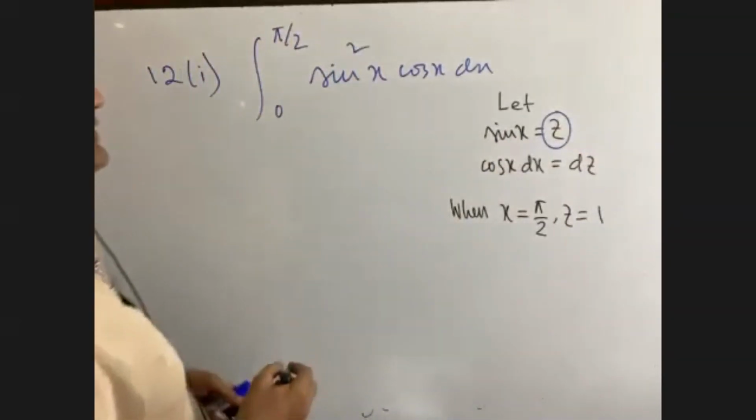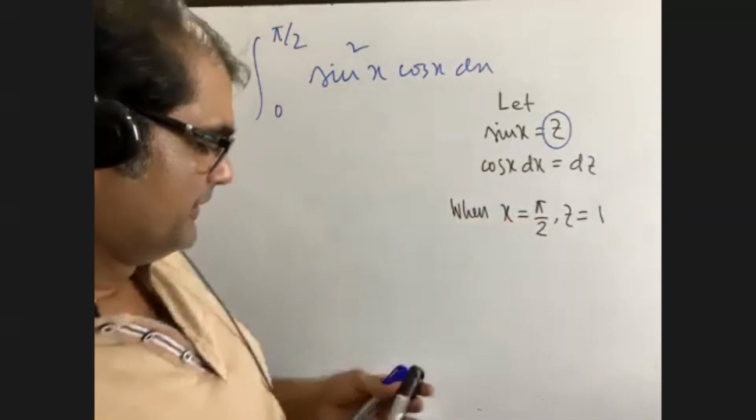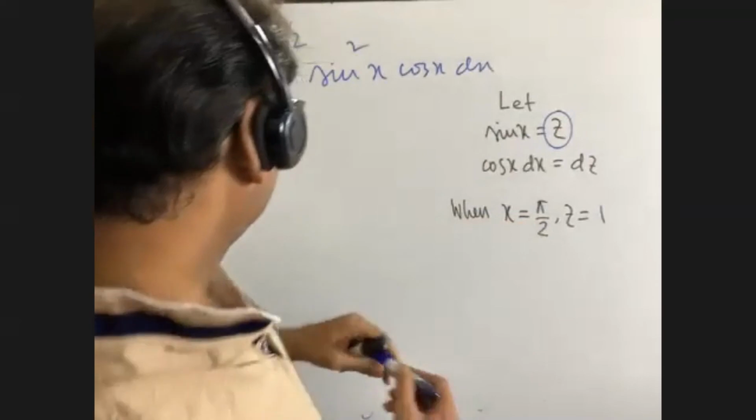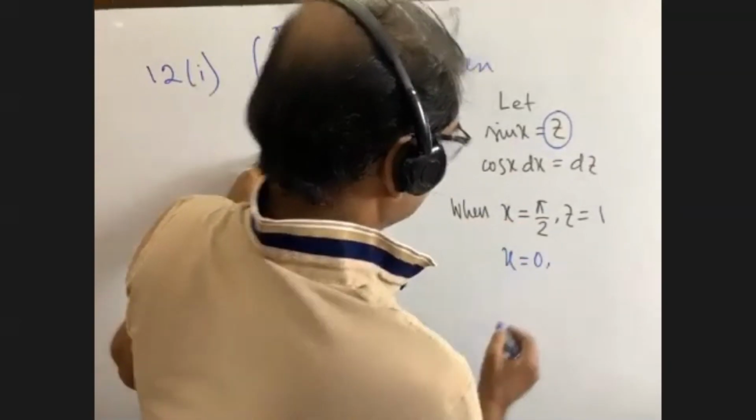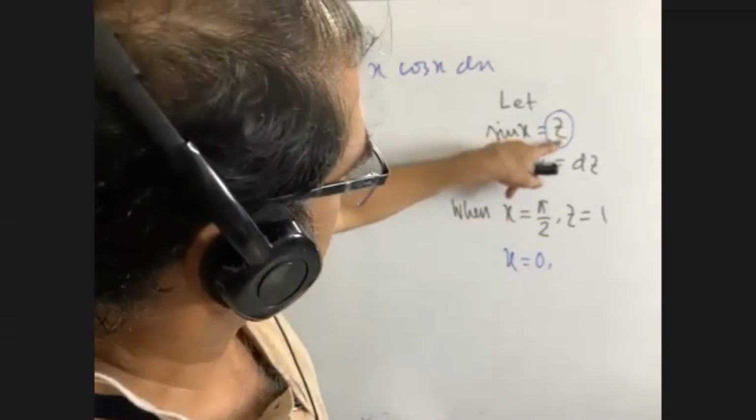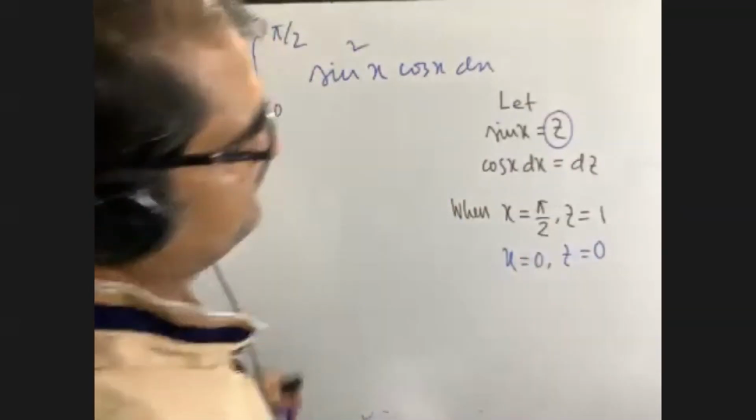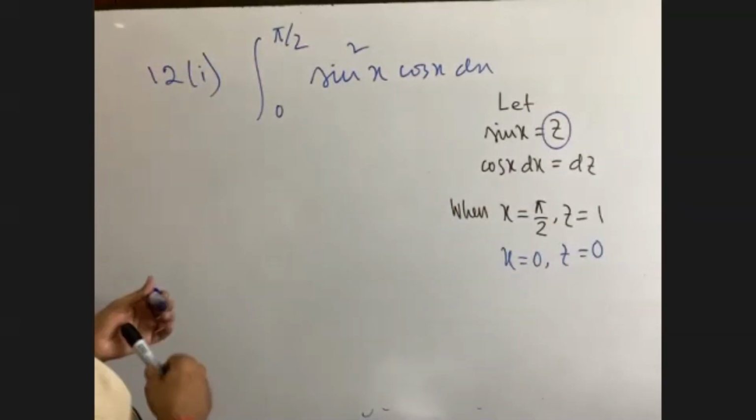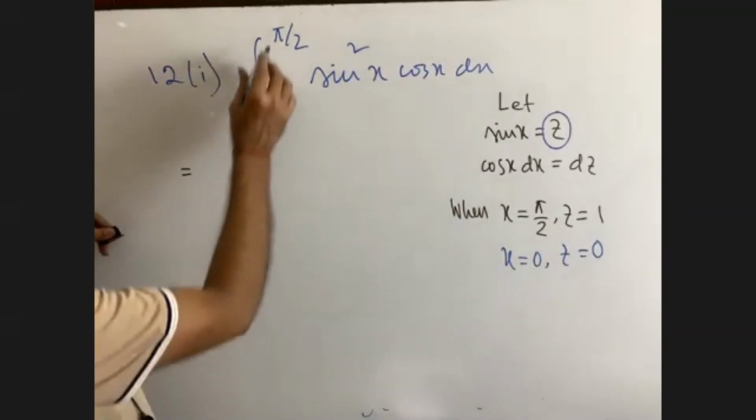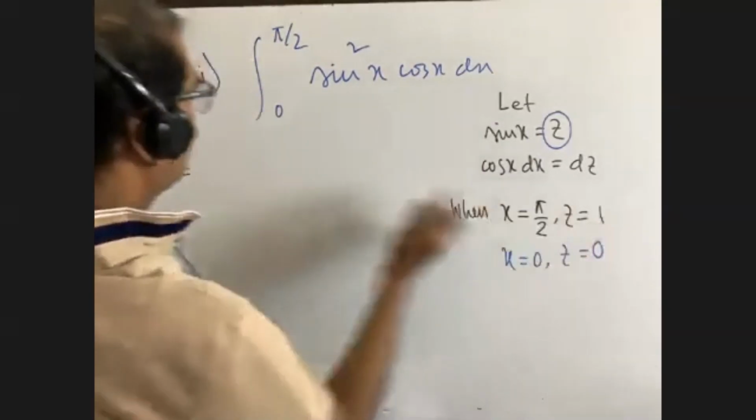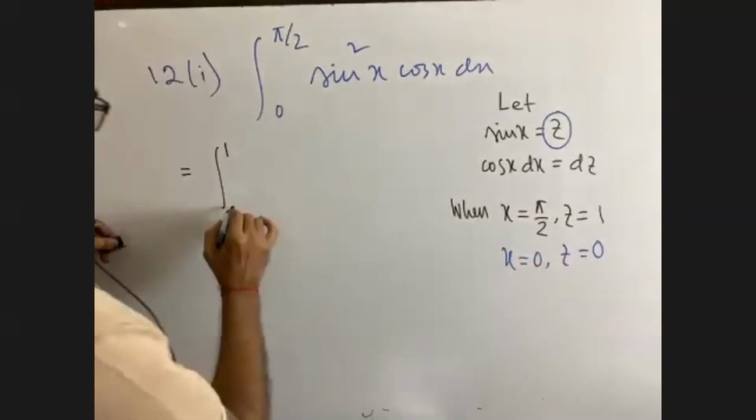So your math has been very easy, because it was pi by 2, now it is 1. Okay? Write down when x equals to 0, then z equals to what? Z equals to sine 0, so sine 0 means 0. Actually we are now getting the math very easy and simple. The upper limit is 1, and the lower limit is 0.